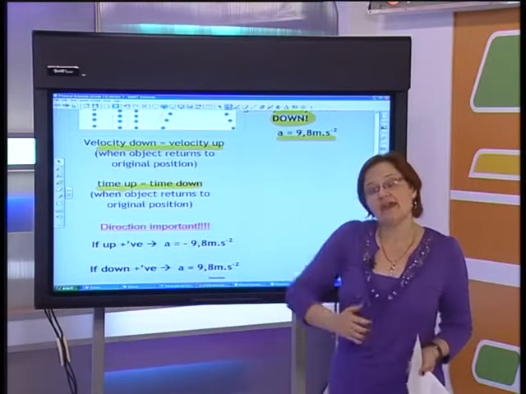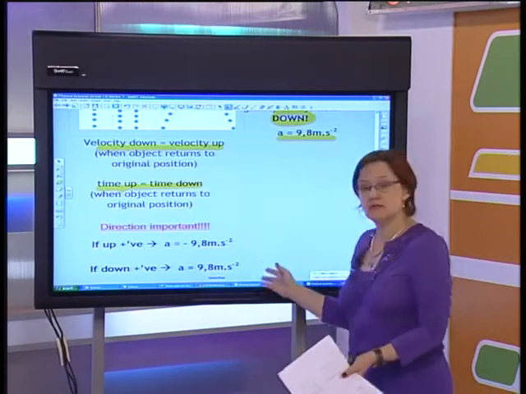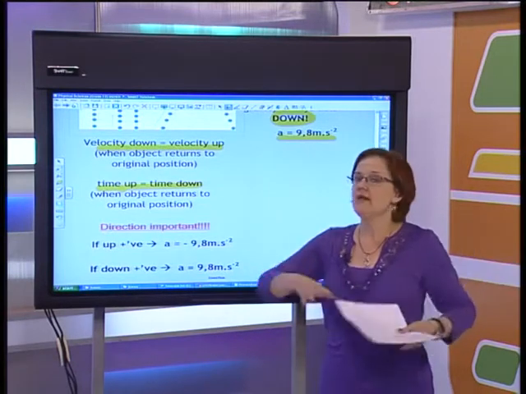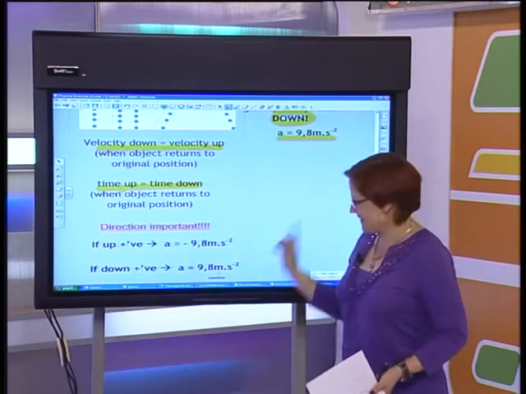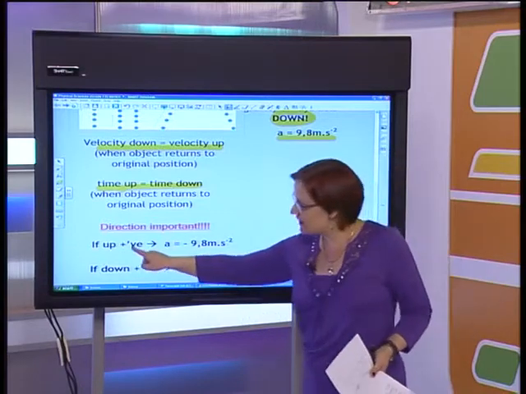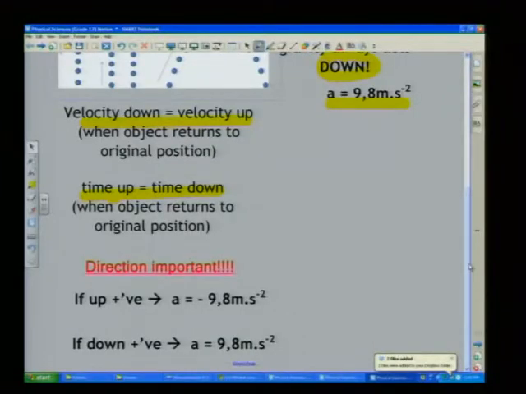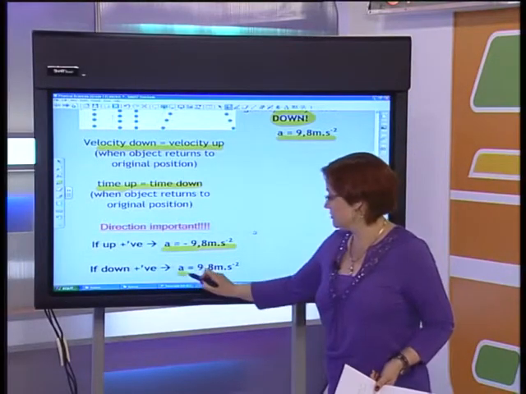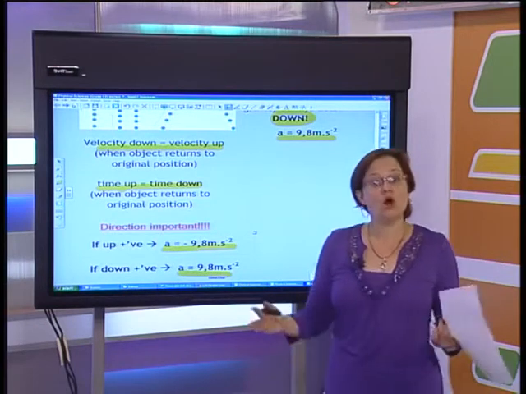If you're using, and it's your choice, there's no set standard to this. There's nothing that says down has to be positive or up has to be positive. That really is your choice. But if you choose the upward direction as positive, in other words, I throw an object up and anything that goes up is positive, acceleration is negative. This is where you're going to make the biggest mistake. Acceleration must be negative then. If I choose down as positive, then my acceleration is positive. And you can't change that.